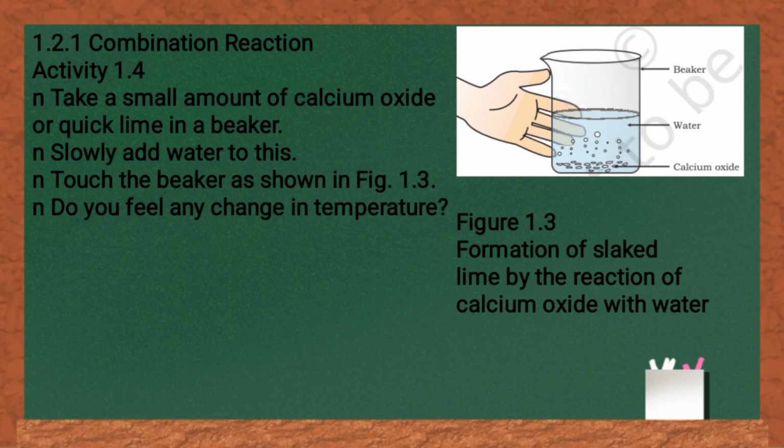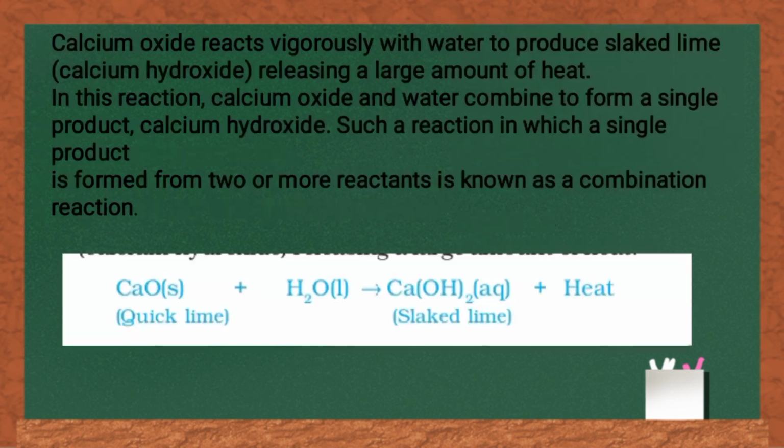Formation of slaked lime by the reaction of calcium oxide with water. So we have to put a piece of calcium oxide and then pour water into a beaker and then touch the beaker. Do you feel any change in the temperature? Calcium oxide reacts vigorously with water to produce slaked lime, that is calcium hydroxide, releasing a large amount of heat. So whenever you touch the beaker, it becomes hot.